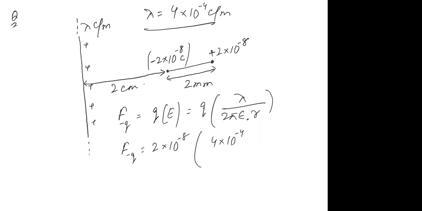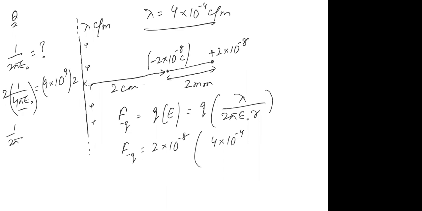Okay, what will be the value of 1 upon 2 pi epsilon naught? See, 1 over 4 pi epsilon naught is equal to 9 into 10 to the power 9. Am I right? Yes, sir. If you want to find out 1 upon 2 pi epsilon naught, what should you do to make 1 over 4 pi epsilon naught into 1 upon 2 pi epsilon naught? Don't you think we should multiply it by 2? Yes, sir. If you multiply both sides by 2, what will you get? You will get 1 upon 2 pi epsilon naught equal to 18 multiplied by 10 to the power 9. Did you understand? Yes, sir. So 1 upon 2 pi epsilon naught is 18 into 10 to the power 9, divided by R.